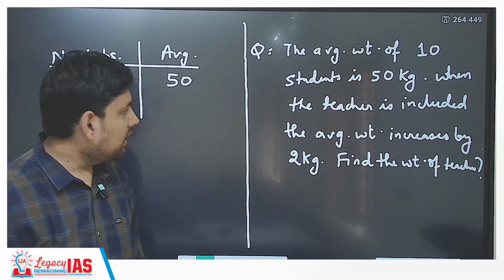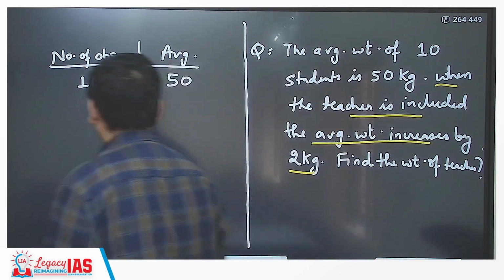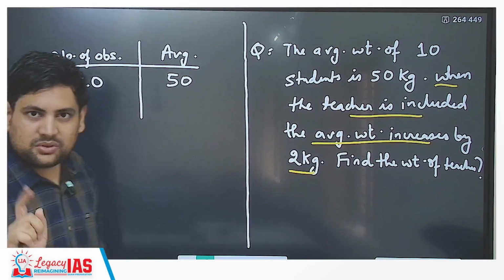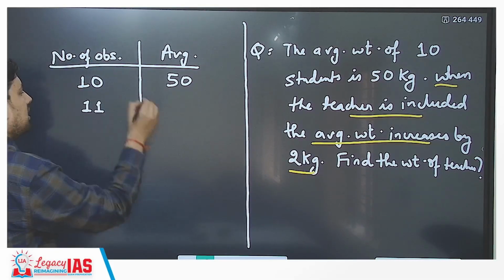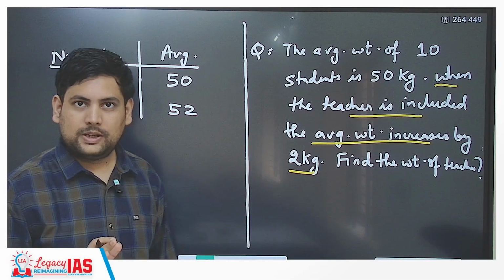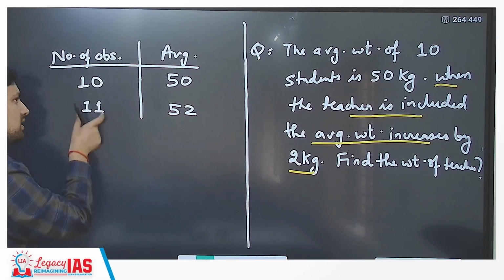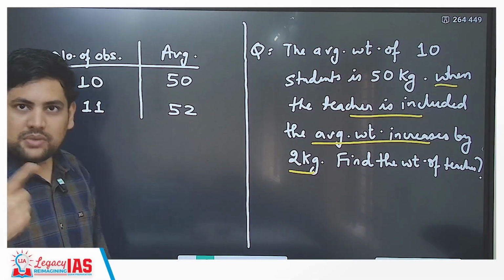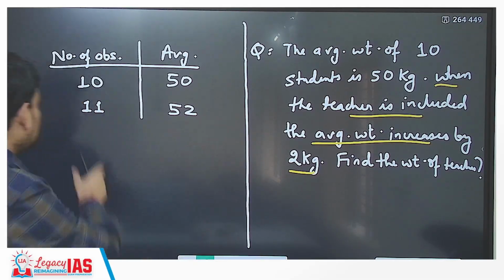Correct? Now when the teacher is included, the average weight increases by 2 kg. So teacher also included. So 10 students plus 1 teacher. So total 11 observations, and average becomes 2 more. That means 52 kg. Understood? We always write observations in order. That is 10 observations, then 11 observations. Even if one person is excluded, we write it in reverse order. You will see how. Okay, but this is always in sequence.